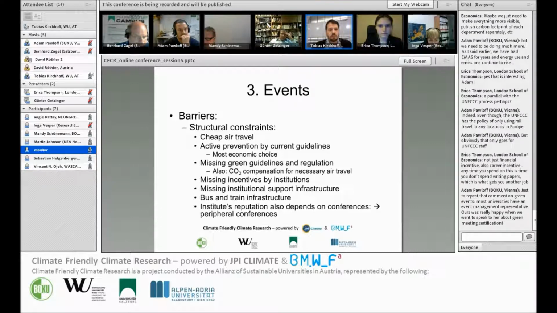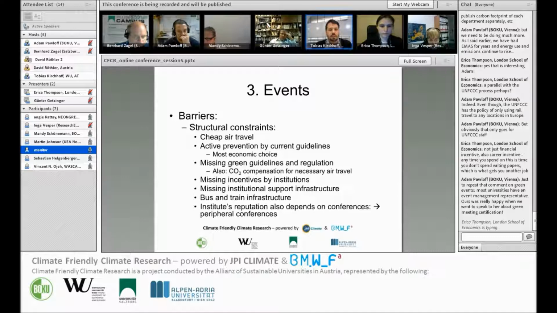So coming to the structural barriers: what are the barriers to alternatives to air travel, or what actually fosters air travel? First point, of course, it has been pretty cheap to fly. The prices for airfares have gone down considerably over the last two decades, and it's oftentimes cheaper to fly than to take the train, as we've heard already.